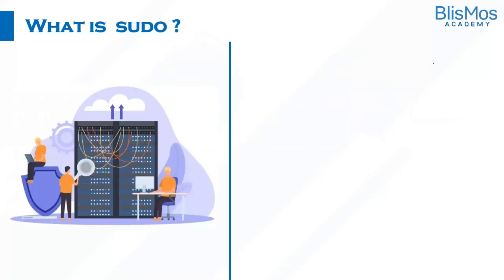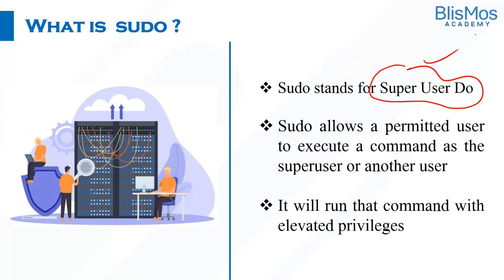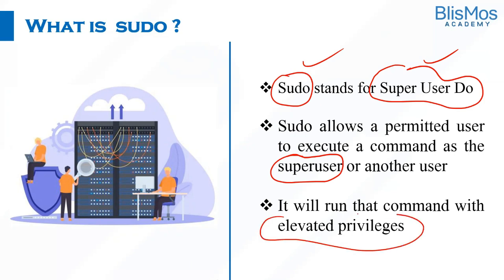One of the most used commands from the admin perspective is sudo. What is sudo? Sudo stands for super user do. It allows a permitted user to execute a command as a super user. Some of the commands need super user permissions. That is when you can use sudo. In a way, it will run the command with elevated privileges.